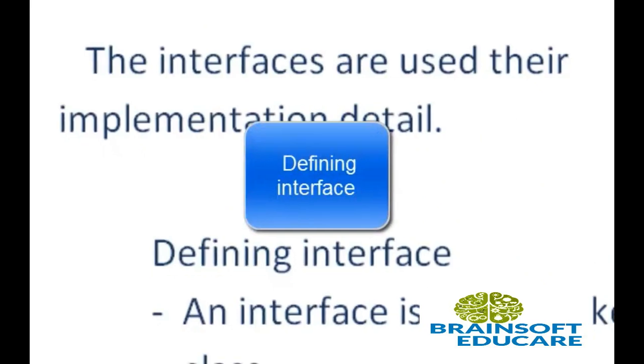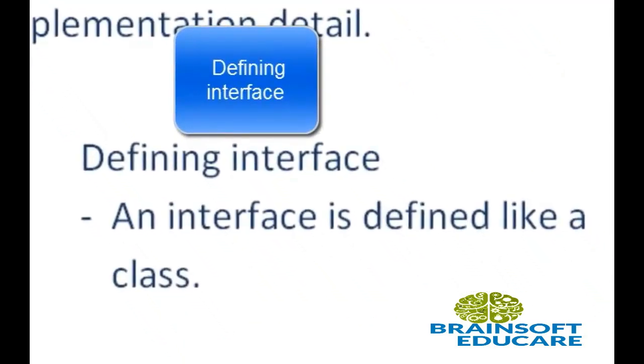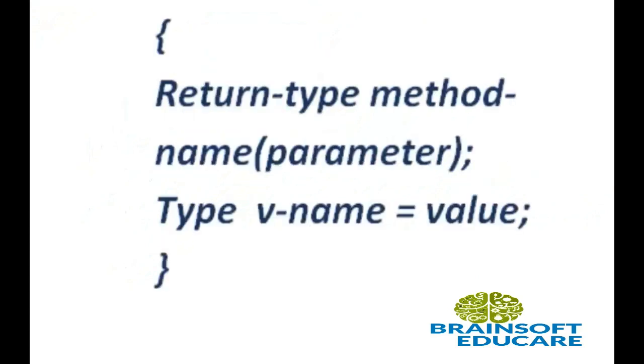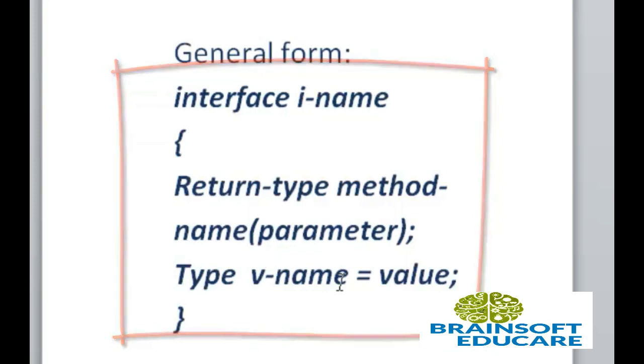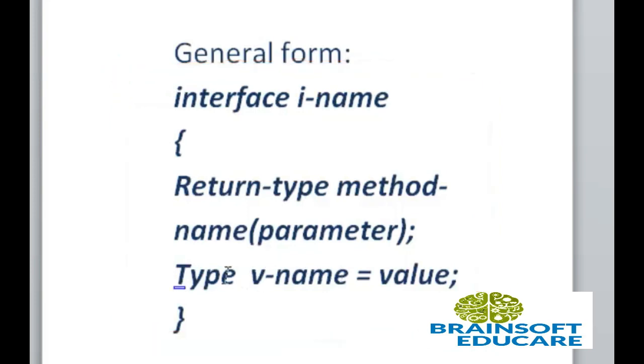Let's take a look at how to define an interface. An interface is defined like a class. This is the general form of the interface. First, interface is the keyword. Here iname is the name of the interface. In the interface, this is the method name, which contains parameters also, and it must have a return type. And you can also assign a value to a variable in the interface like this.